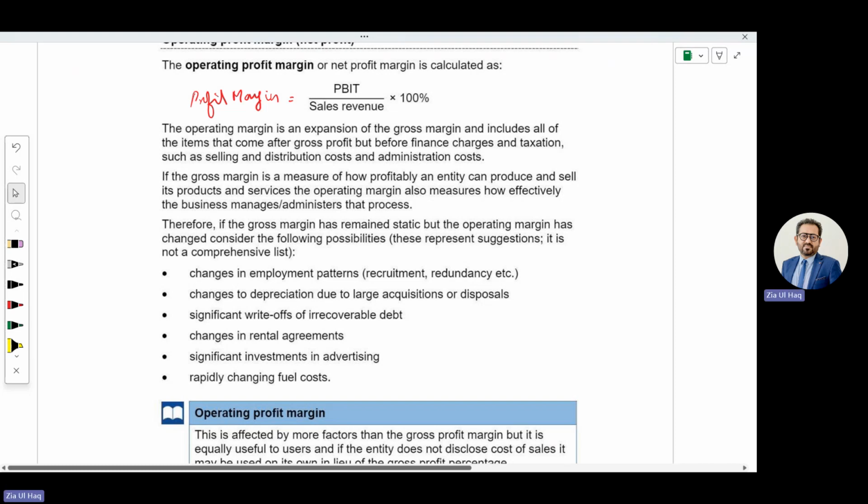So what could be the reason for a change? A change in employment pattern, meaning salaries and wages might have increased when operating expenses changed. A change in depreciation. Write-off of irrecoverable debt, which is also recorded under operating expenses. A change in rental agreement, meaning rent has either increased or decreased. Advertising expense has increased or decreased, or fuel cost, meaning distribution cost, might have increased or decreased.